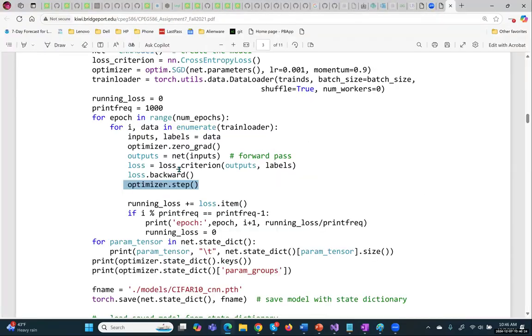So these two on the exam, if I ask you what is loss.backward doing, and I give you a few choices, you know it's computing the gradients, right? Optimizer.step, what is it doing? It's updating the weights and biases, right?